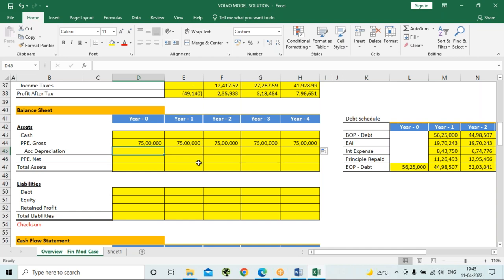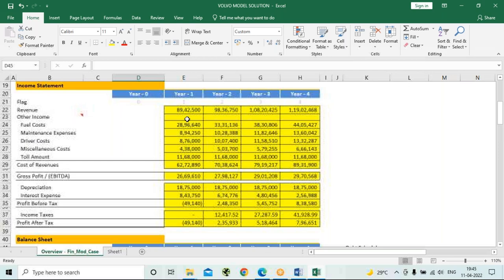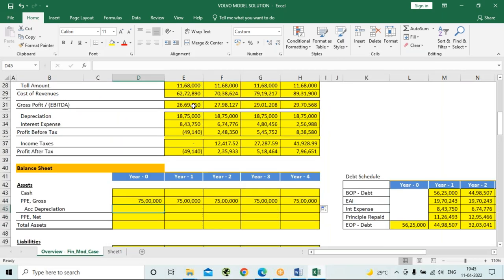Please make sure that when you are preparing the income statement, it will be from the first year onwards, because from the first year only we can calculate the income. Whereas the balance sheet values start from the year zero, because the values have to be carried forward from the previous year ending as an opening balance.